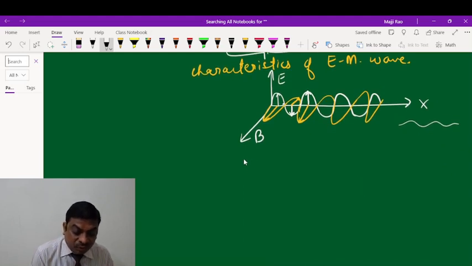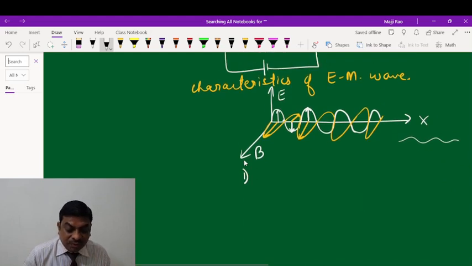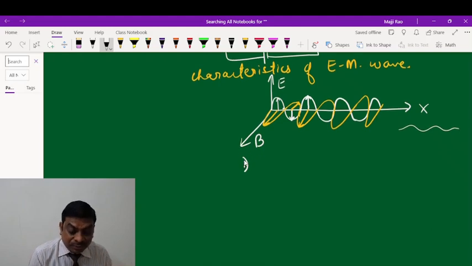So the first and foremost property which we have to understand is this. If you see, students, there is a constant known as the propagation constant.